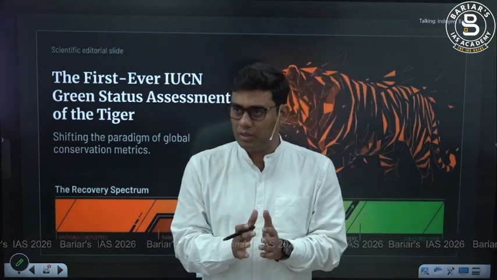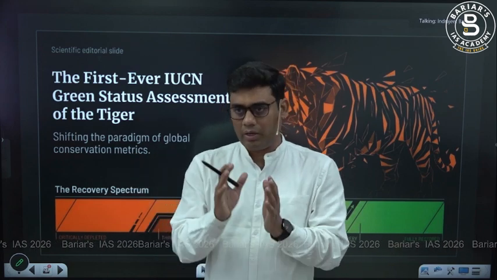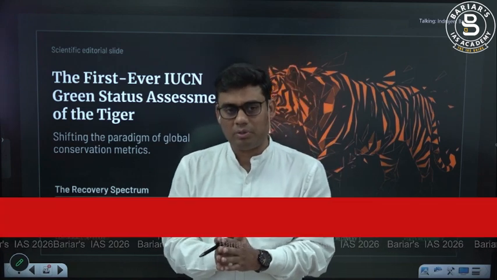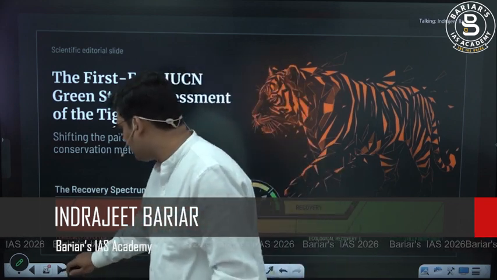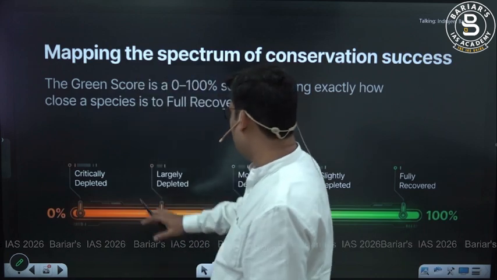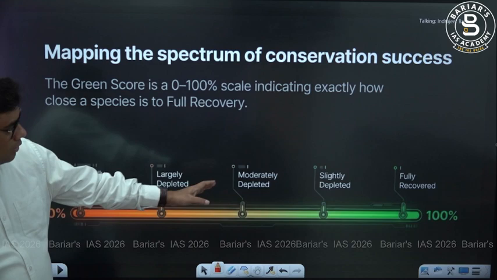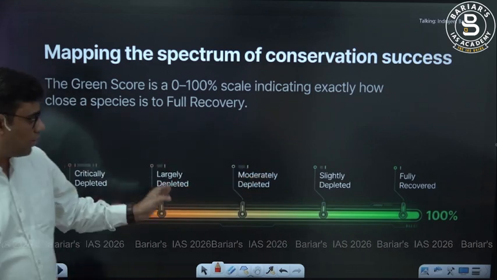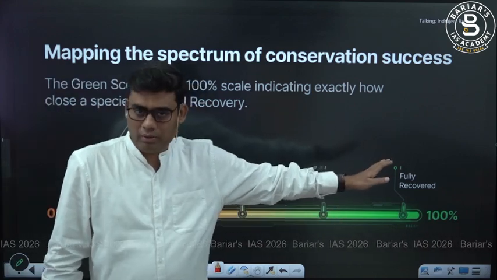So that's the difference between the Red List of IUCN and green status. Both are IUCN's only. The Red List deals with the threat levels to the species, whereas green status measures the success of the conservation efforts. So in this case, what we see effectively is the whole spectrum that I told you. There are 5 categories which I can identify: critically depleted, largely depleted, moderately depleted, slightly depleted, and fully recovered.